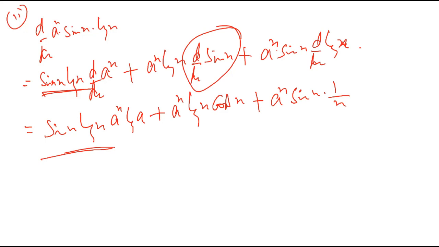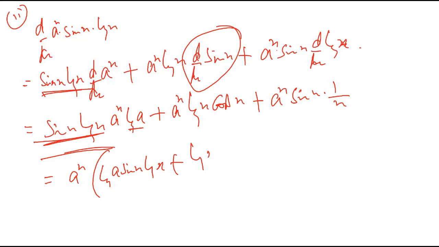You can take a power x common, and you can't take anything else common. Now here you will have log a, sin x, and log x in the first part: sin x log x multiplied by log a. Plus, in the second case, this is log x and cos x. And in the third case, you have sin x over x, and the bracket is closed. In this way, you can do the questions based on the product rule for three functions.